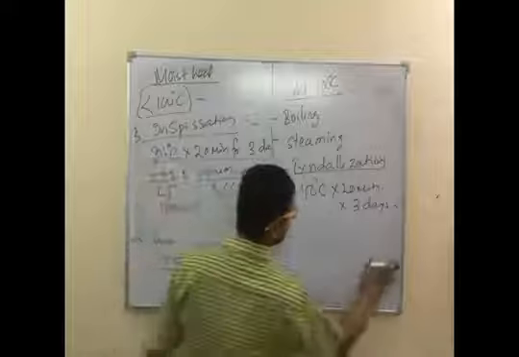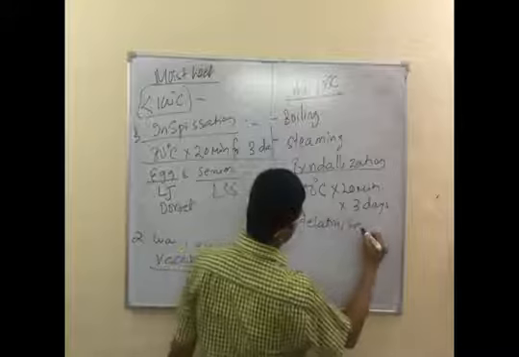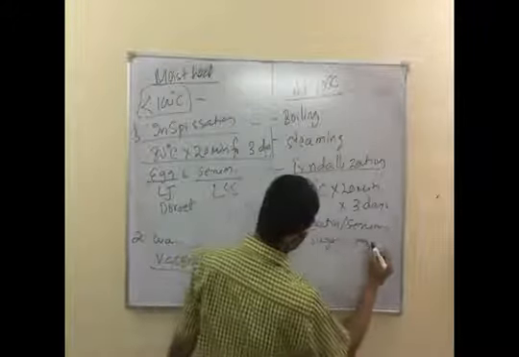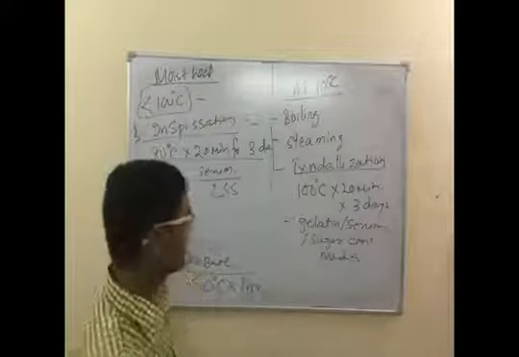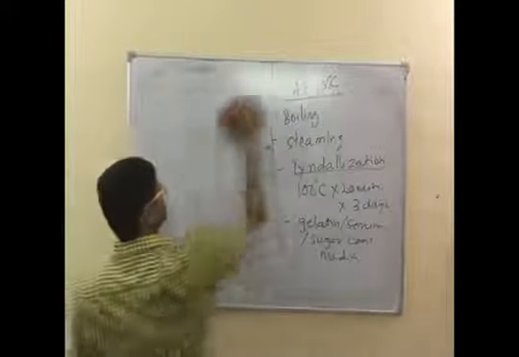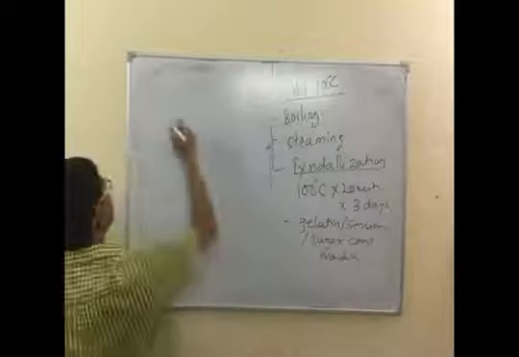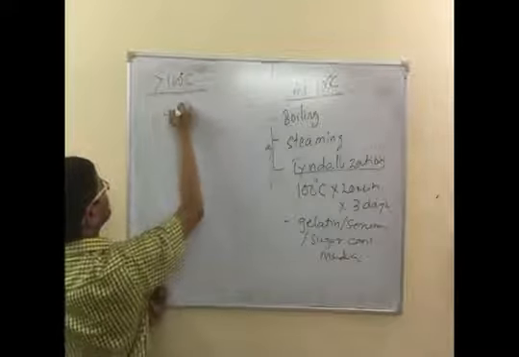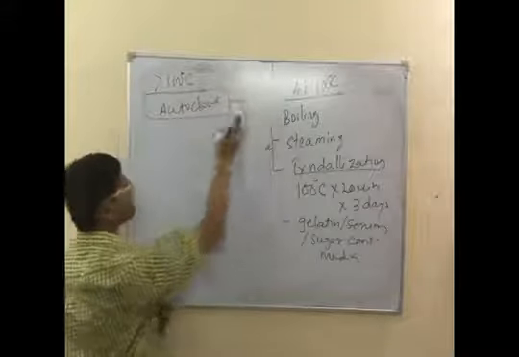This is also useful for gelatin and serum containing media. Gelatin and serum or sugar containing media are sterilized by tyndallization. Fine. So this is all about at 100 degrees. Then above 100 degrees centigrade, the one and only example is the autoclave. This is one of the excellent methods of sterilization.